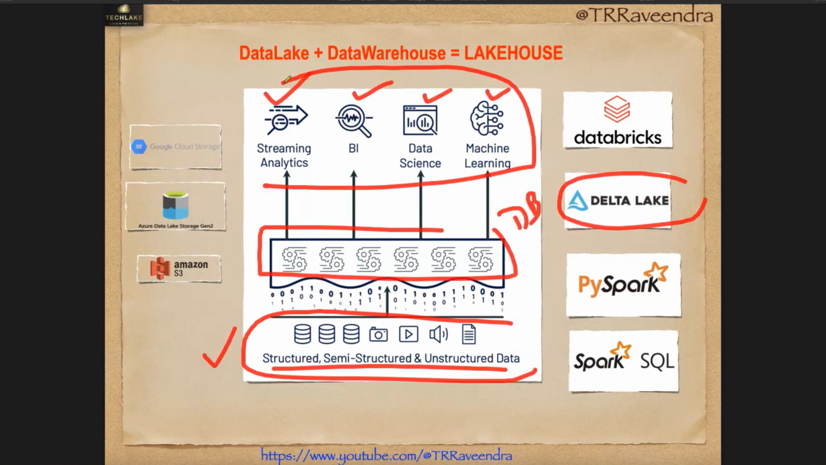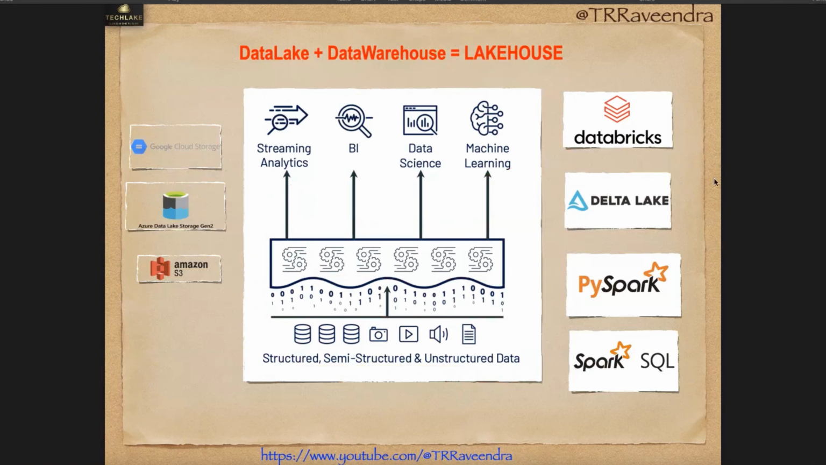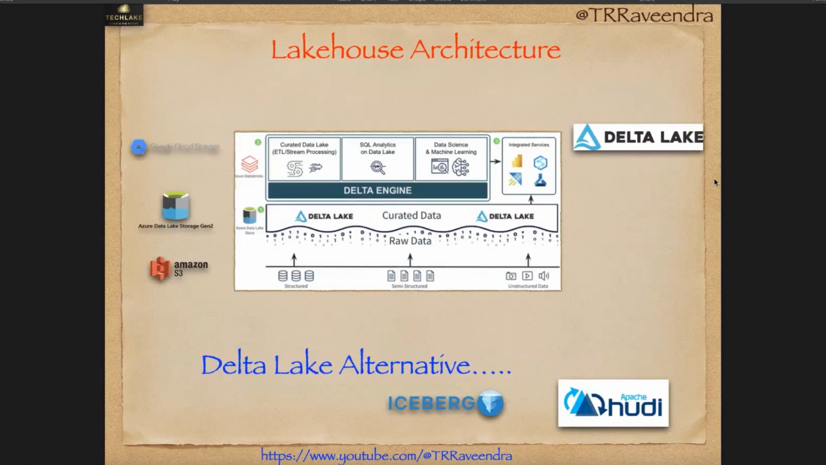The backend data is going to be stored on the data lake only, but Delta will enable whatever features we are expecting from a data warehouse. The data warehouse features are going to be provided by this Delta Lake. Similarly, other competitors are also available. Like Delta is also open source, Iceberg is available, Hudi is also available.